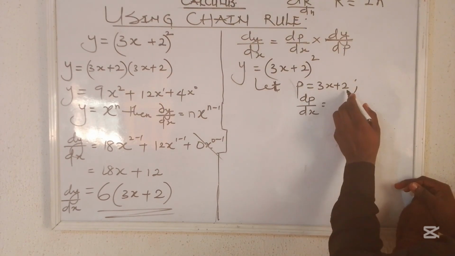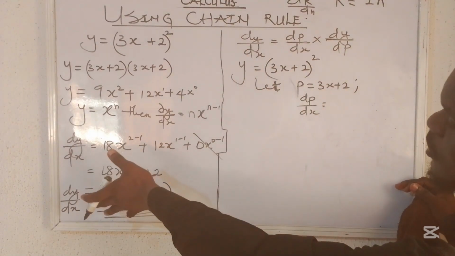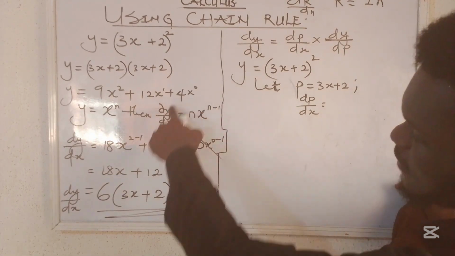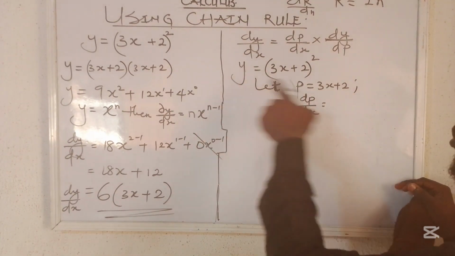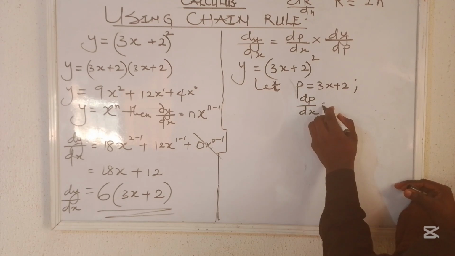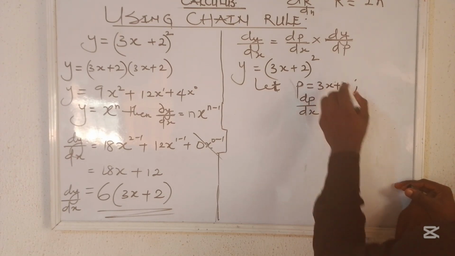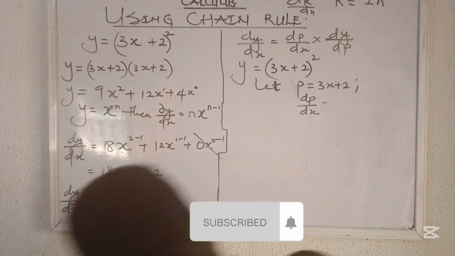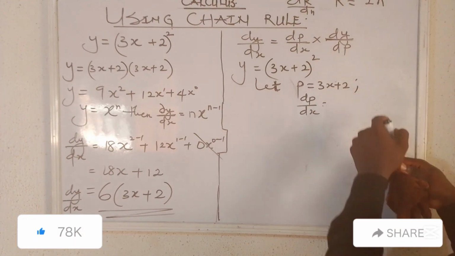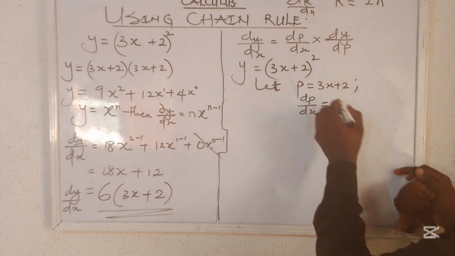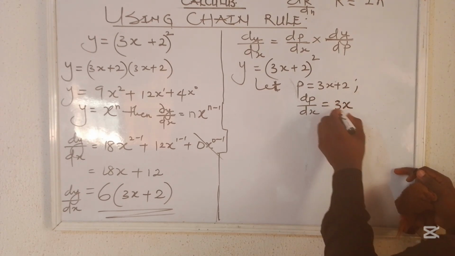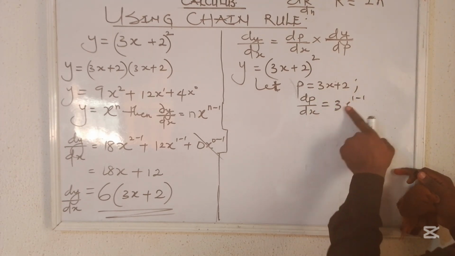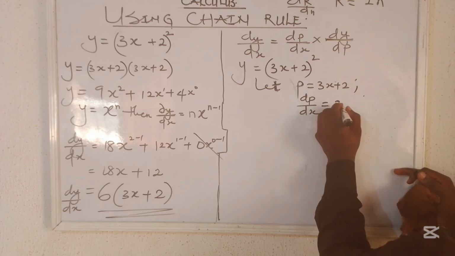So when you do that, this 2 is a constant, and a constant always turns to 0, just like you can see the 4 turned to 0. So this 2 here is going to become 0. So we have just 1 here. The 1 multiplies the 3, we have just 3x, and x to the power of 1 minus 1 gives x to the power of 0, which is just 3. So we have just 3 standing.